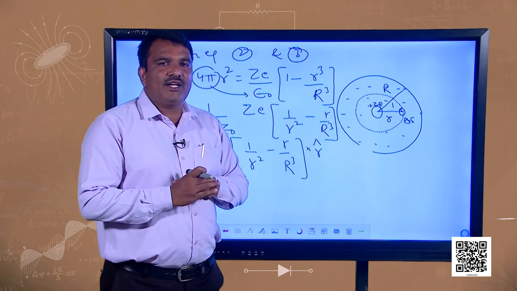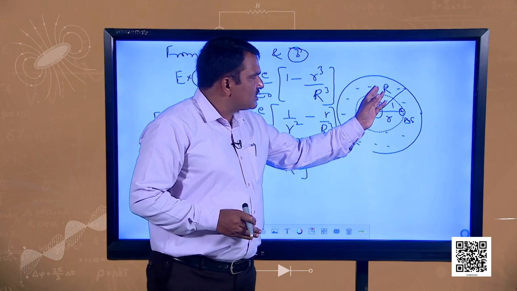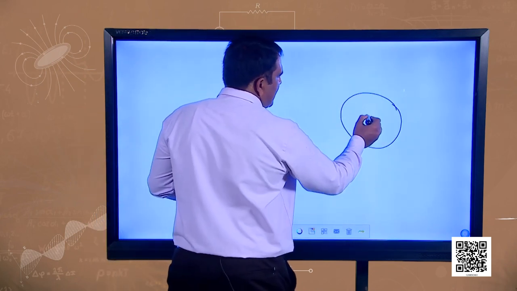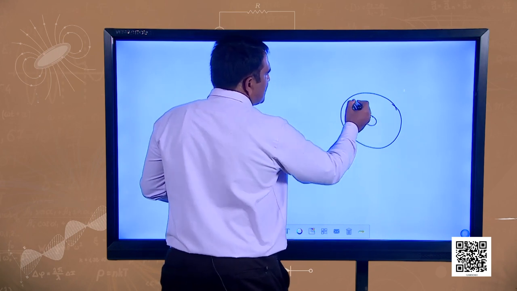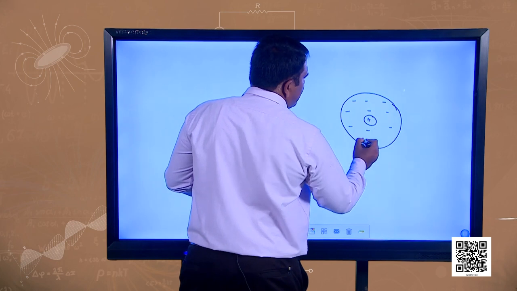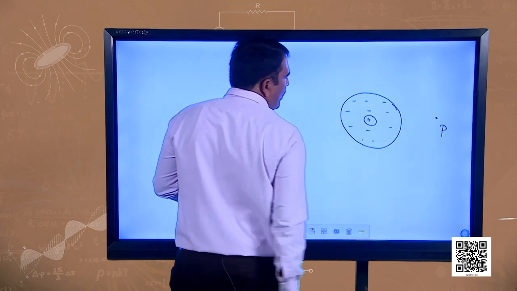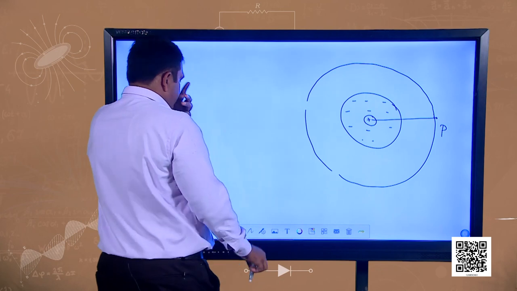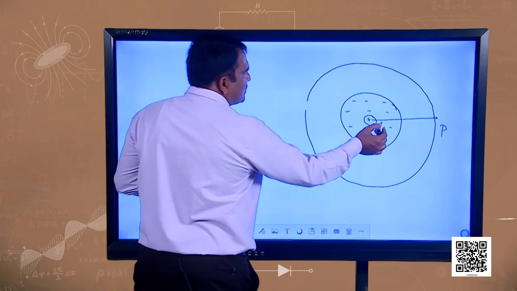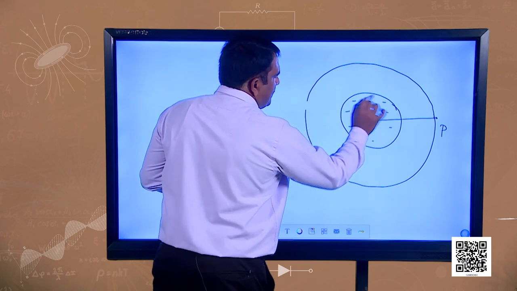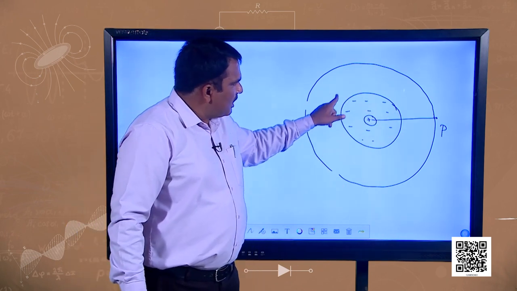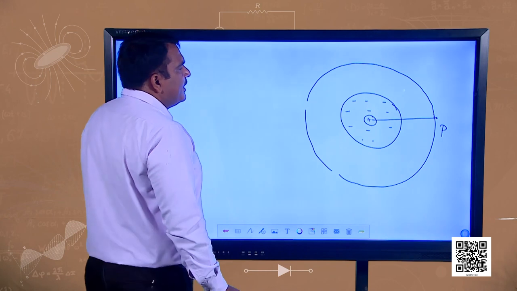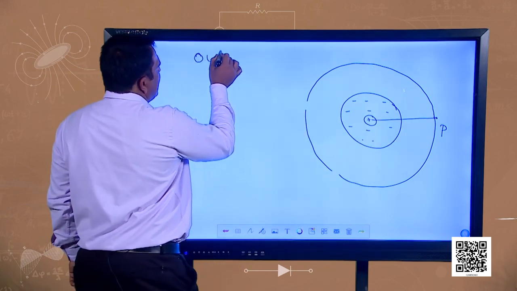If you want to find the electric field at any point lying outside the atom, suppose this is our positively charged nucleus and this is the point P outside the atom, and suppose this is the Gaussian surface. The amount of charge enclosed in this case will be zero, because the total amount of negative charge is equal to the total amount of positive charge. So we want to find the electric field at this point P outside the atom.